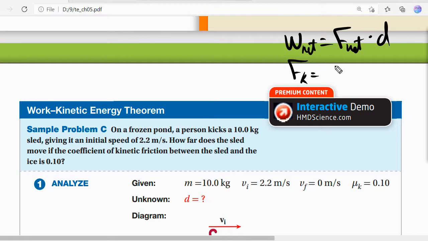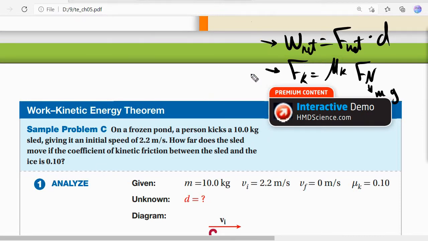Now what about the kinetic friction? Kinetic friction equals mu k, the coefficient of friction, times Fn. And Fn here is the normal force exerted perpendicular to the object's motion, and it equals most of the time mg. M is the mass, g is the acceleration. This equation is very important to remember and use now.